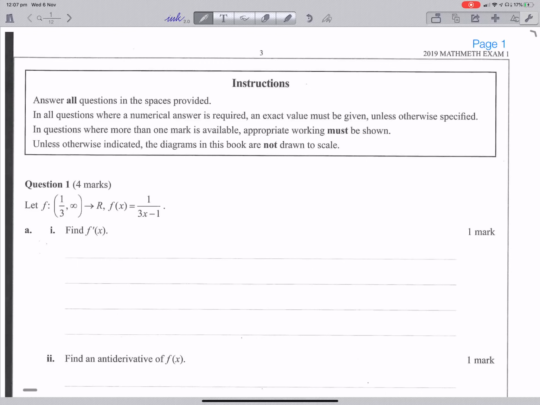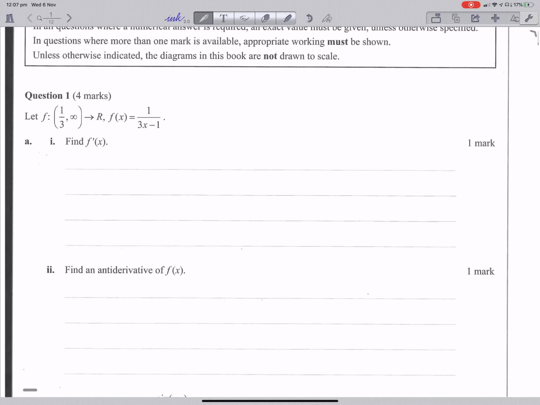Okay, all questions must be answered, and where a numerical answer is required, an exact answer must be given unless otherwise specified. Where more than one mark is available, you must show the work. Unless otherwise indicated, diagrams are not drawn to scale. Okay, so find the integral of this.